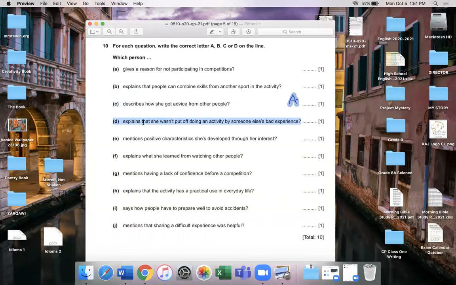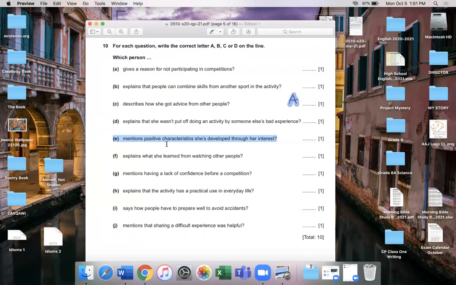D. Explains that she wasn't put off doing an activity by someone else's bad experience. No, she definitely didn't say that. In fact, she said the opposite of that, which is, she indicated that the older kids never told her to get out of the way. They were never rude. Excellent thought process. Try and keep it just to a simple yes or no. The students will also process through this on their own.